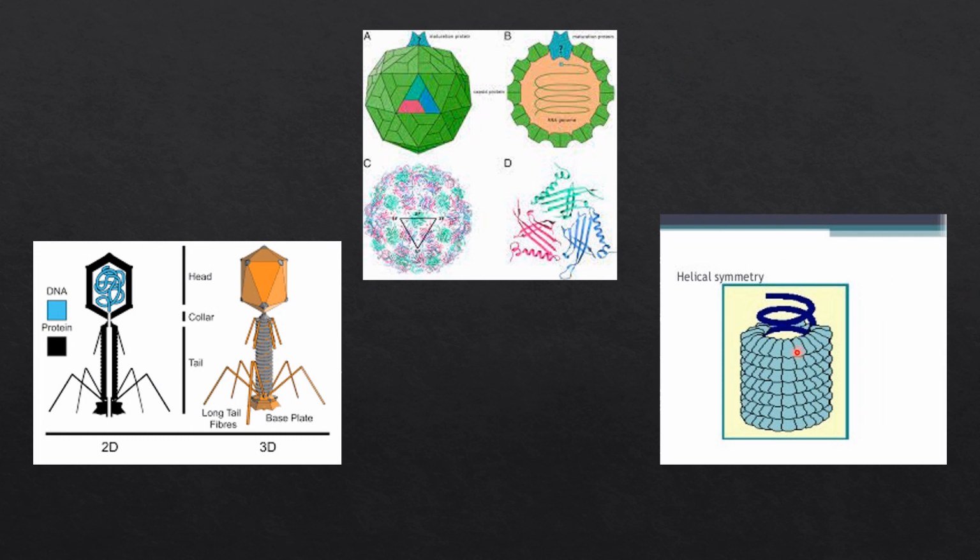This is a helical symmetry which has protein and nucleic acid arranged in a helix, like tobacco mosaic virus and rabies, etc. This is an icosahedral symmetry which is coated with protein that covers the nucleic acid core, like adenovirus or poliovirus, etc. This is a bacteriophage which has complex symmetry, which contains the head, collar, tail, long tail fibers, baseplate, etc.